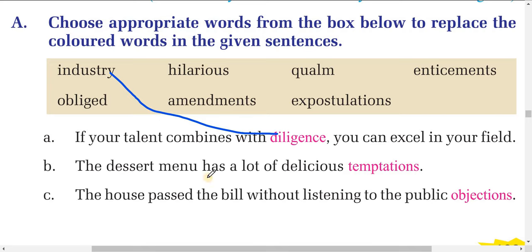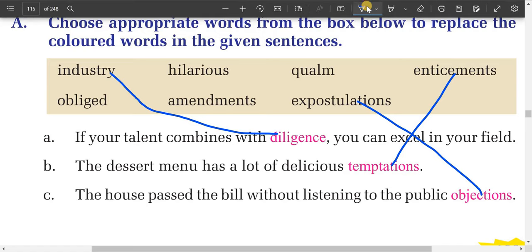Second one, the dessert menu has a lot of delicious temptations. Temptation means what? Enticements. Temptation means enticement. So we should use a similar word in place of this color word. Now, the house passed the bill without listening to the public objection. Objection here is a protest. This is expostulation, dear students.